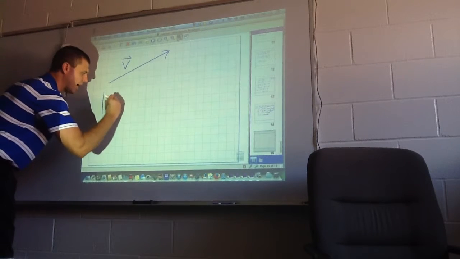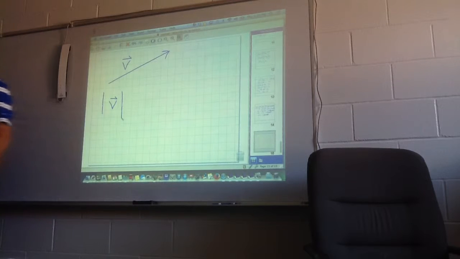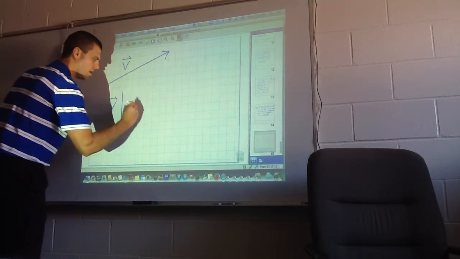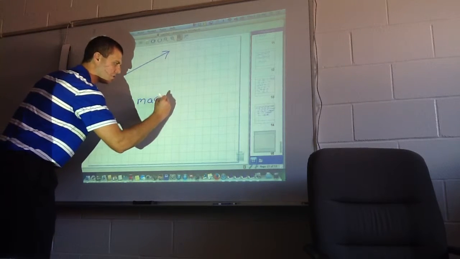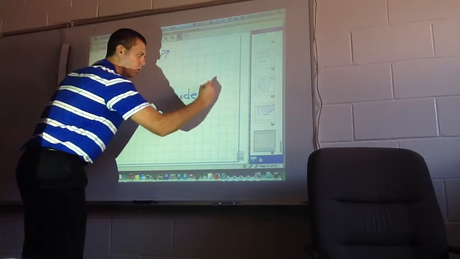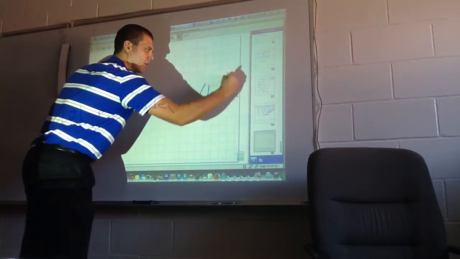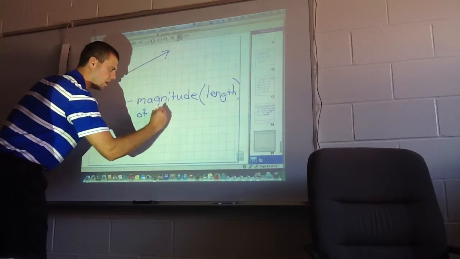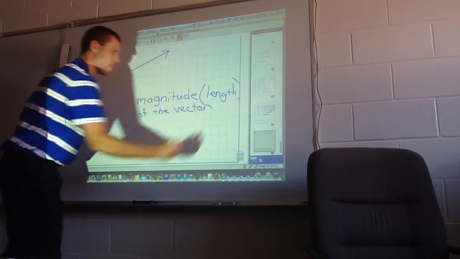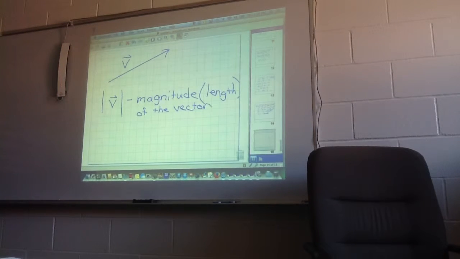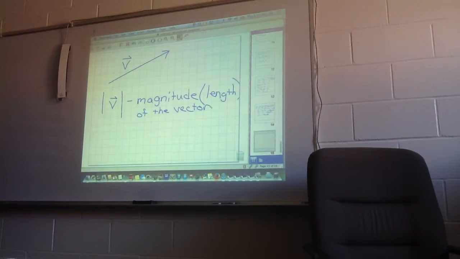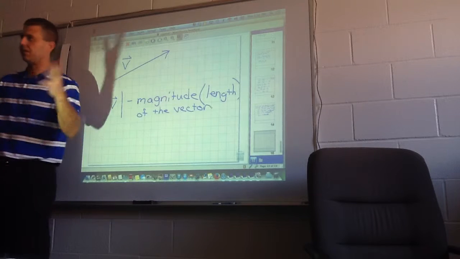If you see absolute value bars around that vector V notation, this indicates the magnitude or the length of the vector. So if you see absolute value bars around the vector notation, basically it's just telling you to find the length or magnitude of that vector. Magnitude meaning length.